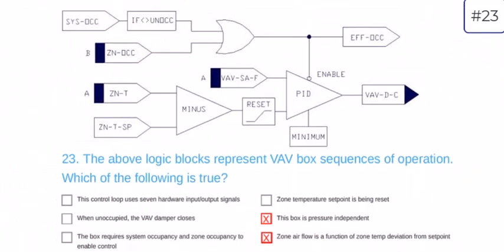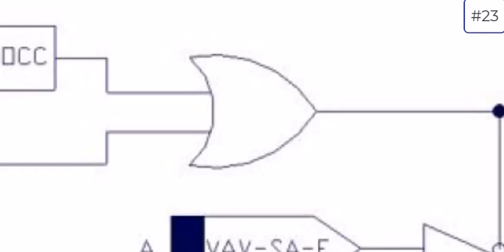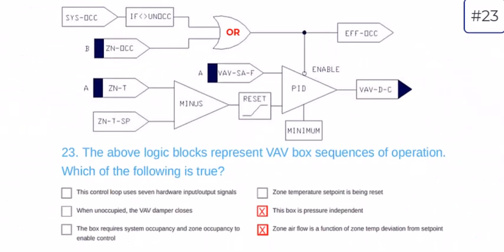The box requires system occupancy and zone occupancy to enable control. The key word in there is "and," and from a Boolean logic standpoint, those terms really matter. So what this symbol is indicating is that this is an OR condition. We need system occupancy to be other than unoccupied, or we need that local zone occupancy override at a push button like a thermostat.